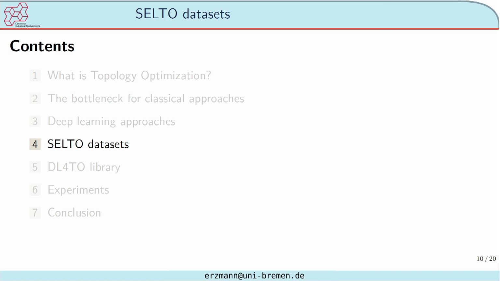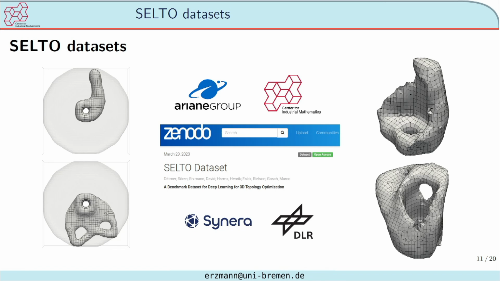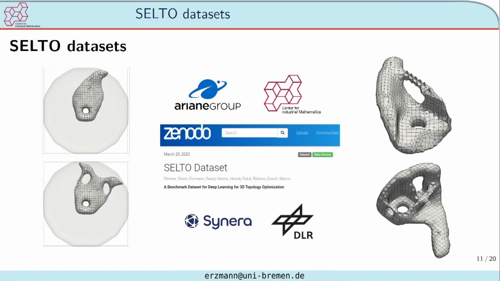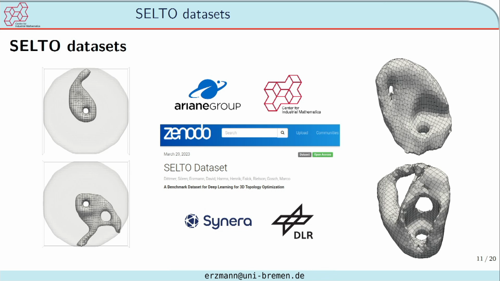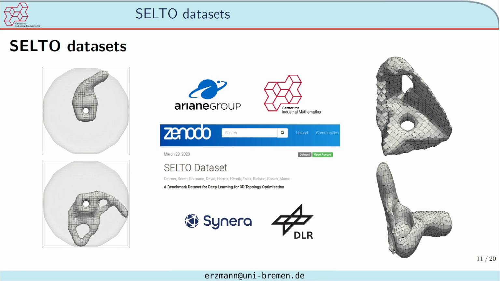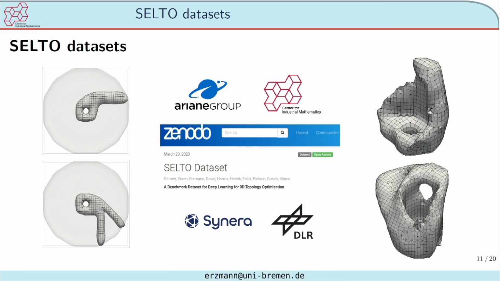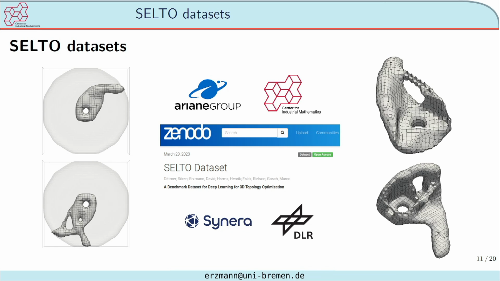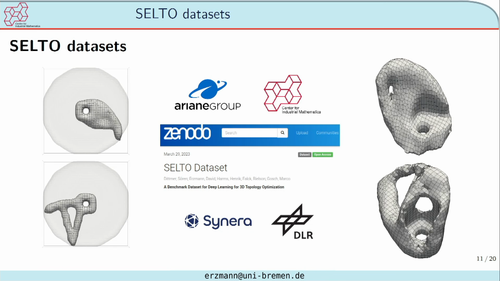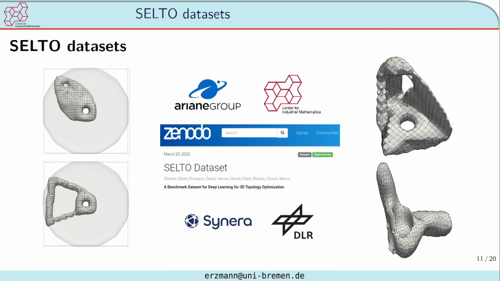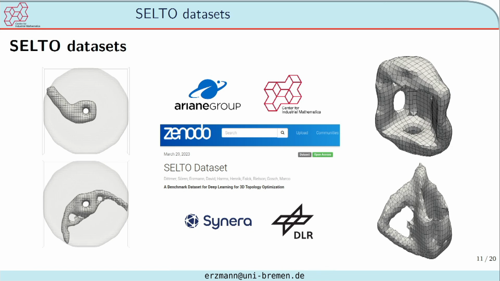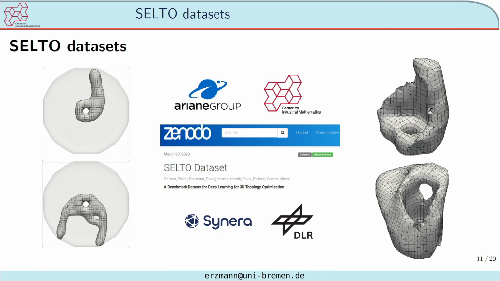So that's why basically the first thing that I did while working on this topic is I generated these data sets for topology optimization in cooperation with the Ariane group, who built space rockets, and the DLR, which is the German space agency, so basically the German NASA. And I published these 3-dimensional data sets online on Zenodo.